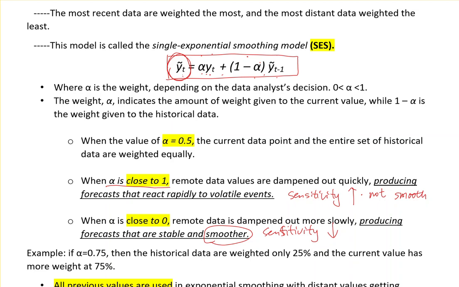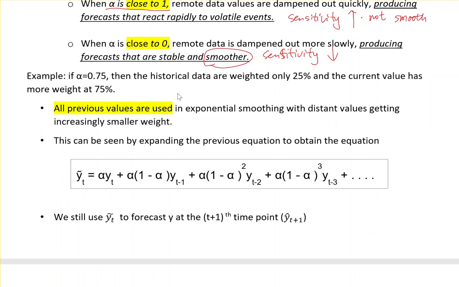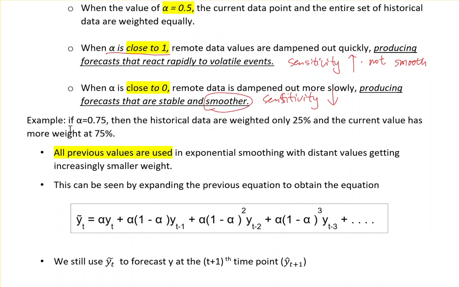All right, okay, so here I have an example. We say if alpha is 0.75, then the historical data, that means all previous values, are weighted only 25%, right? And the current value has more weight at 75% because alpha is the weight for the current value.